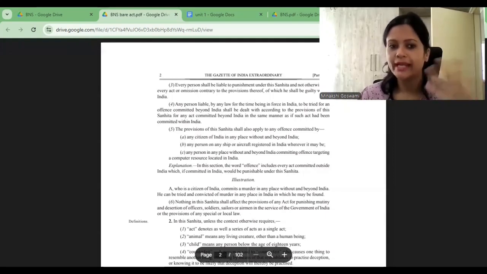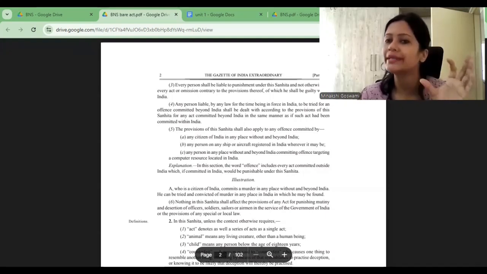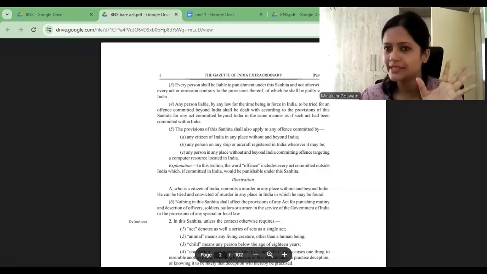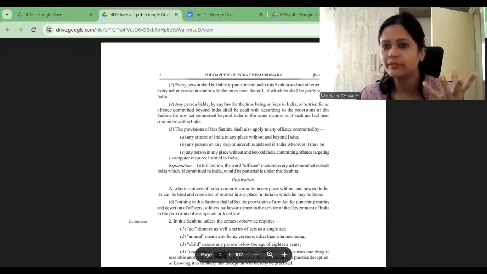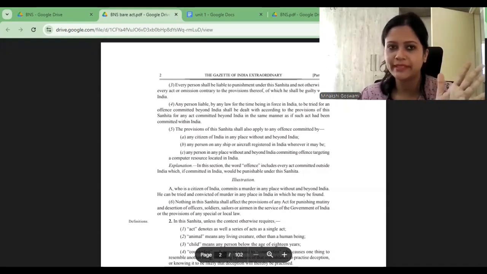So when you look at section 1, what it mainly talks about is that it establishes the short title. What is the name of this legislation? It also talks about its commencement, when it will start being applicable to us, that a date will be appointed, and as per that it will be applicable.